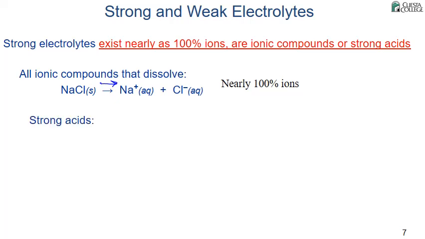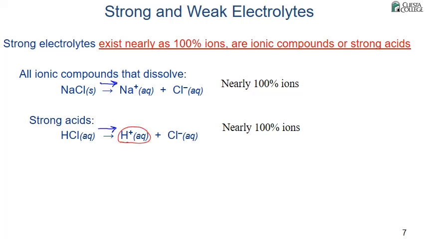Strong acids are another category of electrolytes that are strong. Strong acids like HCl that we saw before, they exist nearly as 100% ions too, so this reaction also goes forward almost all the way to completion. Notice that in this particular equation, the H is written as H plus. Chemists are pretty lazy, and so we often write either H plus or the H3O plus, the hydronium ion that we saw before. Chemists will use these two formulas for what happens when acids react with water interchangeably. We'll use them both, and I know it might be a little bit confusing to students, but that's just the way chemists kind of are.